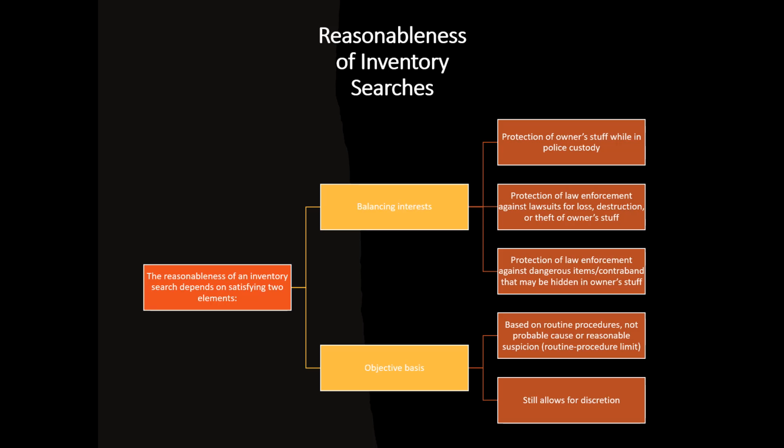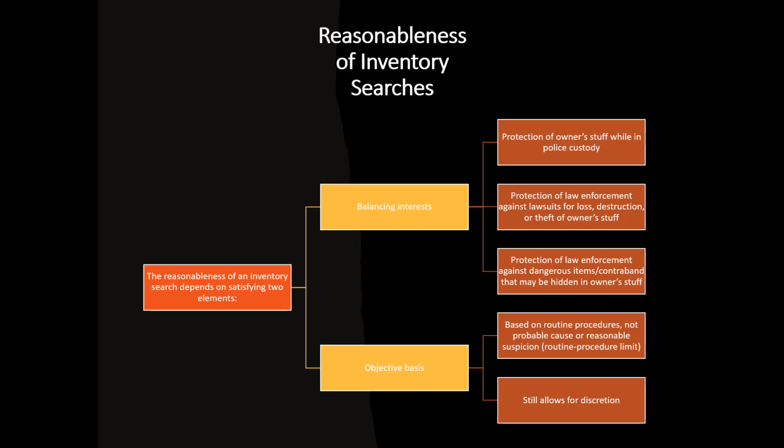And then finally, we're going to protect the police from dangerous items or contraband that might hurt them. Now, the objective basis says this is based upon routine procedures. So one of the things that we're looking for here is, is there a routine procedure to do this? If it's not, if every time a car is ticketed we don't tow it, or every time we tow it we don't search it, then we have more of a question.